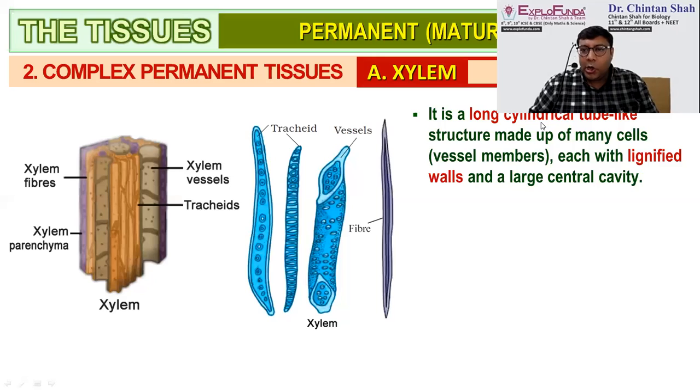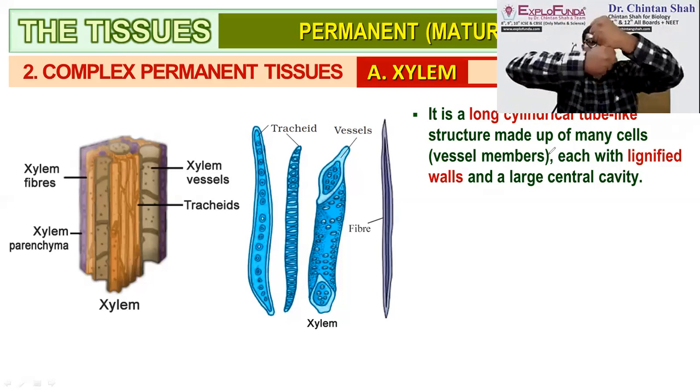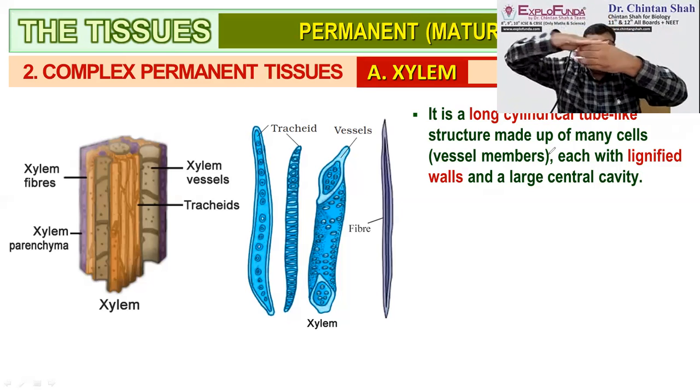So it's a long cylindrical tube-like structure. I'm talking about the vessels, or you can say trachea. Either you say trachea or you can say vessels. It's a long tube-like structure made up of many cells, the vessel members. You can see that the tracheids are like this. This is one tracheid. This is another tracheid. This is the third one. This is the fourth one. In between them, there is a transverse wall.